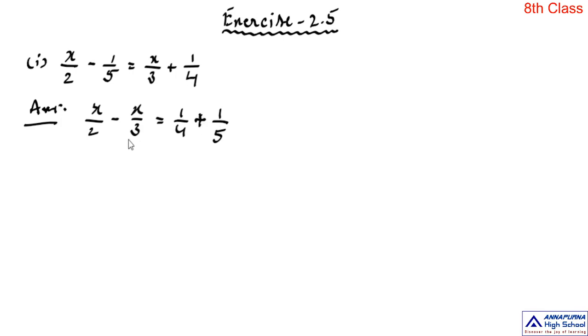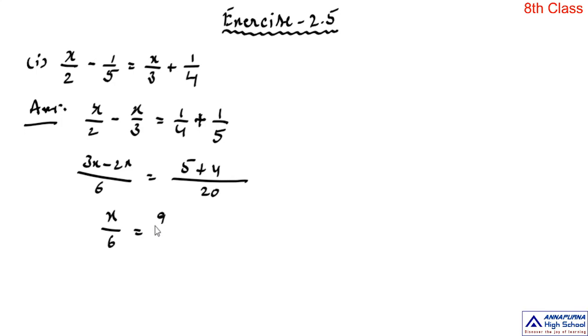Now find the LCM of the denominators of left side part and right side part separately. Here the denominators are 2 and 3, their LCM is 6, and numerator is 3x minus 2x is equal to, here LCM is 20, 4 into 5 is 20, and the numerator is 5 plus 4. So 3x minus 2x, it is equal to x by 6 is equal to 5 plus 4, 9 by 20. Already we know what we do.